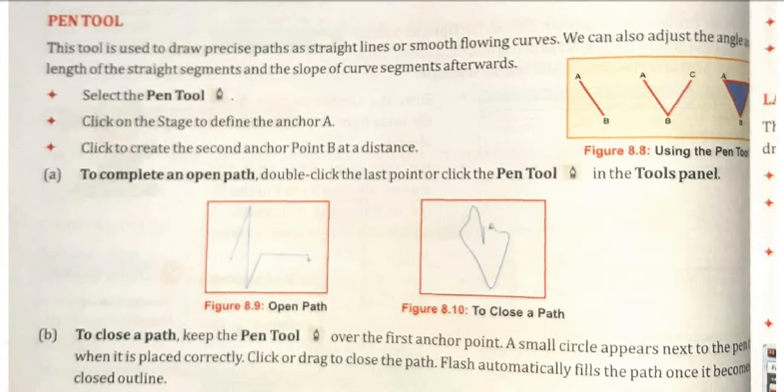In our last class, we have already discussed various tools, various components of the Flash CS3. Now in this lecture, we will see other different tools like that of the pen tool. So what is pen tool? This tool is used to draw precise paths as a straight line or smooth flowing curves. We can also adjust the angles and length of the straight segments and the slope of curved segments afterward.